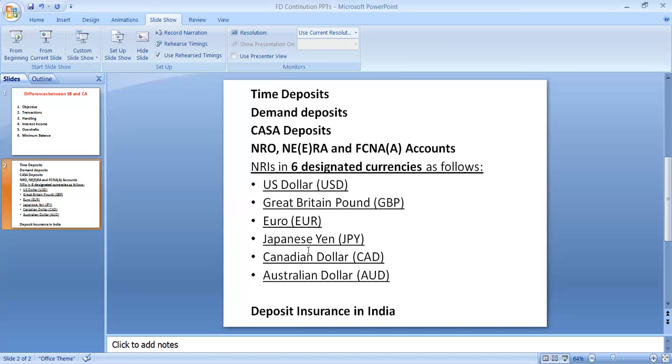Well, now I'll come to the last small concept: deposit insurance in India. I'll not take much of your time. In India, the bank deposits are covered under the insurance scheme provided by DICGC.